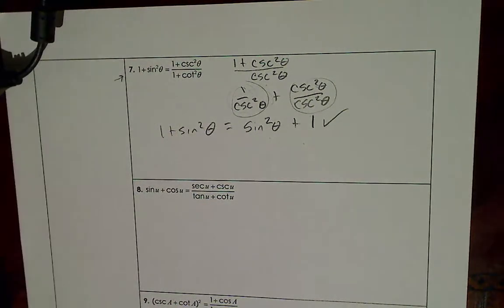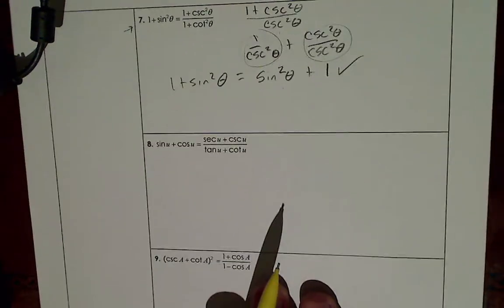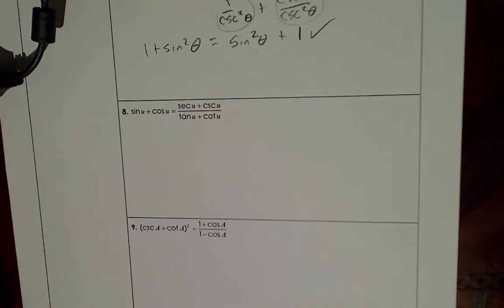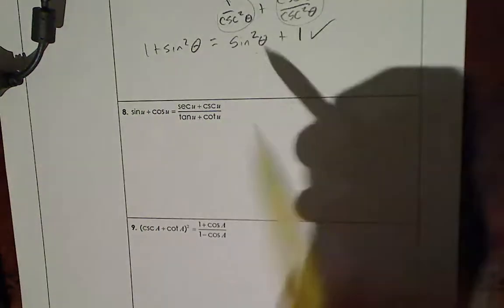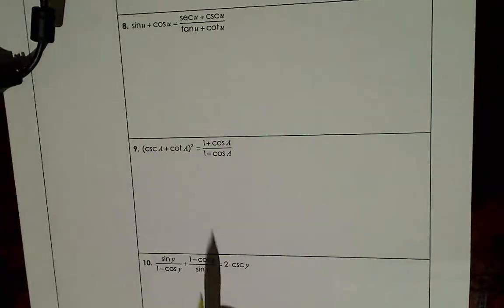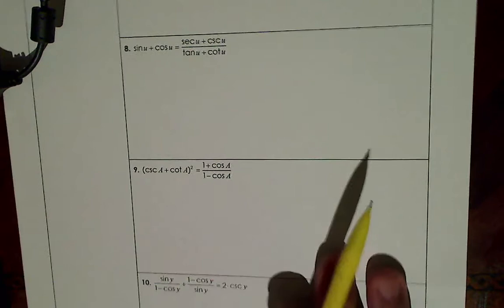And so you have to just be patient with what you're trying to do and what you're trying to accomplish. So I look at number 8, and again, I'm trying to figure out what's the best way to approach number 8. Do I do the left-hand side? Do I do the right-hand side? Look at number 9. Do I do the left-hand side, the right-hand side? Same thing with 10, right, left-hand side, right-hand side.